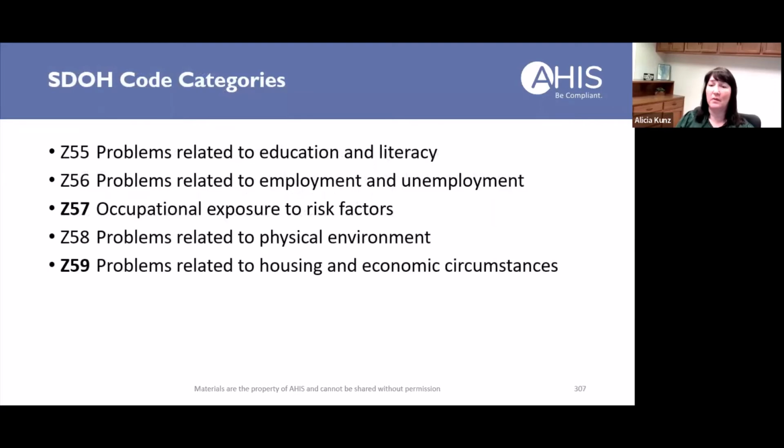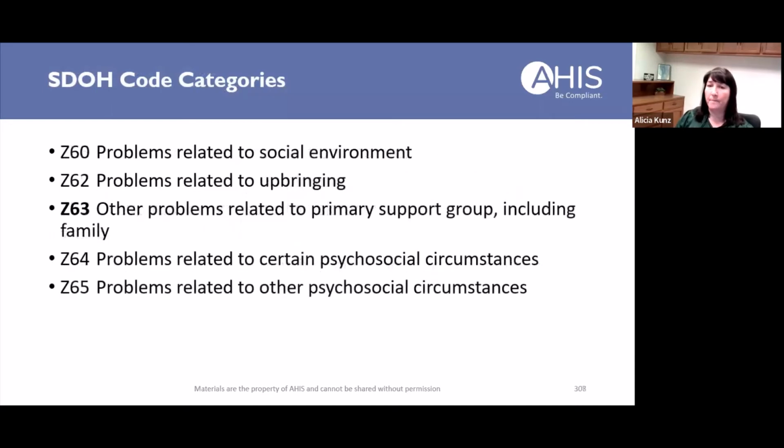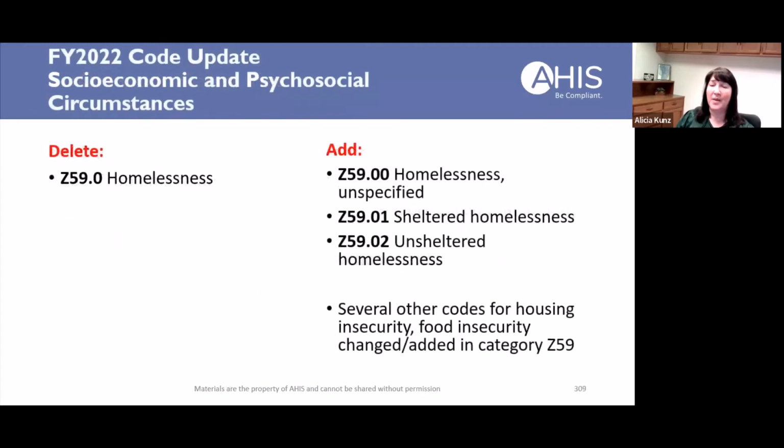And these are a few of the social determinants of health categories: problems related to education, literacy, employment, physical environment, housing, etc. There's a whole lot of them. But the main one that I would like to bring your attention to is this one, homelessness. Now, this code went from 4 characters to 5 characters. And why did they do that? Well, they did that because they wanted to specify the type of homelessness.